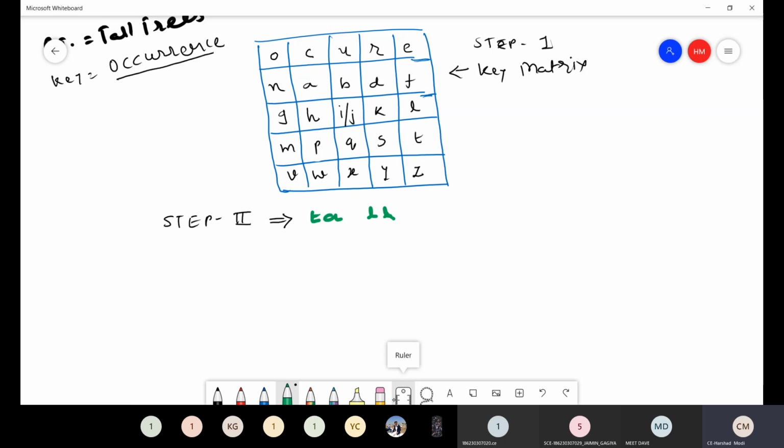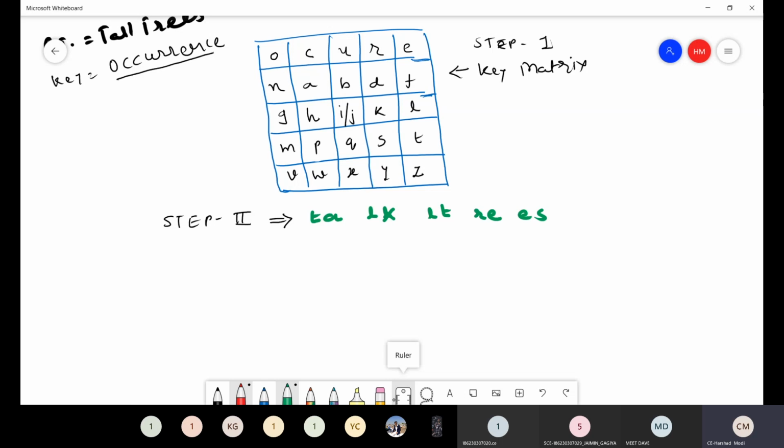तो एक पेयर हमारा क्या हो जाएगा? LX. डबल L की जगह क्या हो जाएगा? LX. So the next is LT. The next is RE, and the last one is ES. So this is the second step. We have to do the pairing of the given plain text.